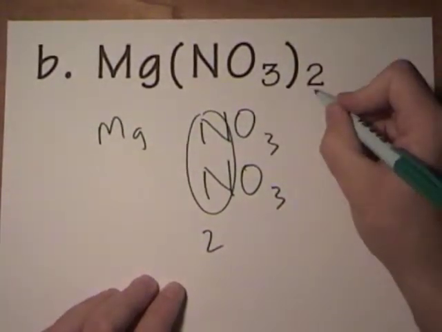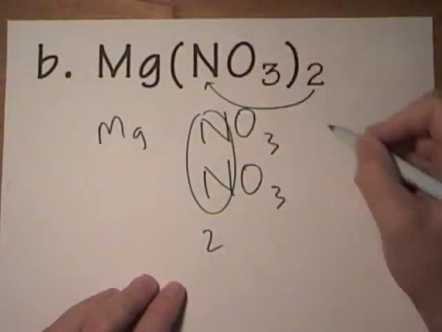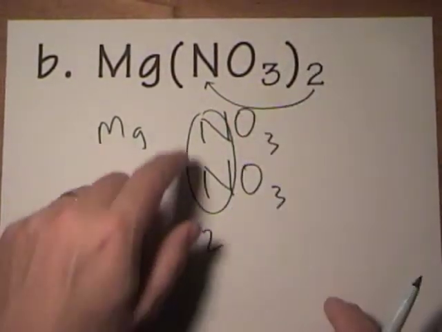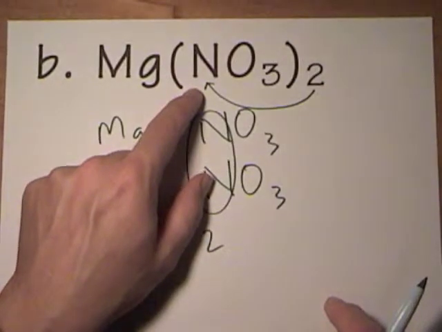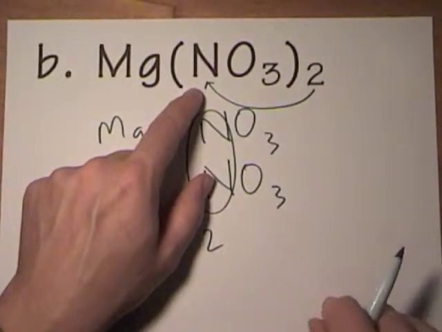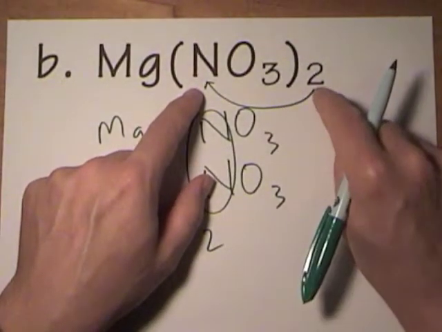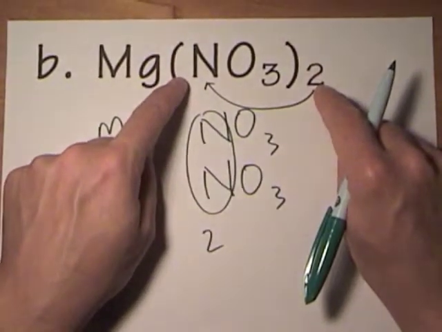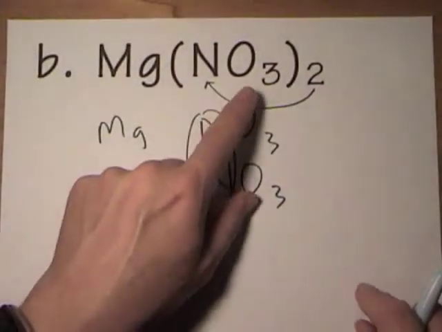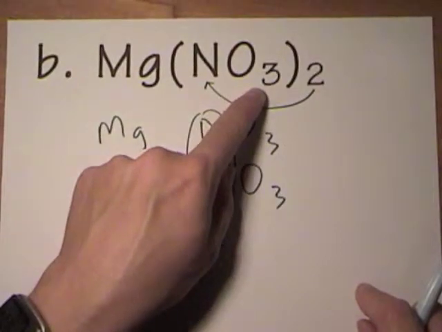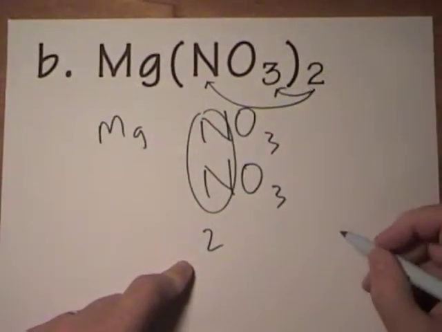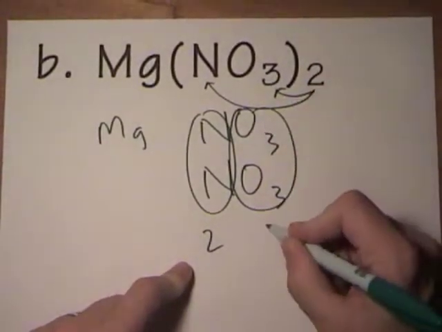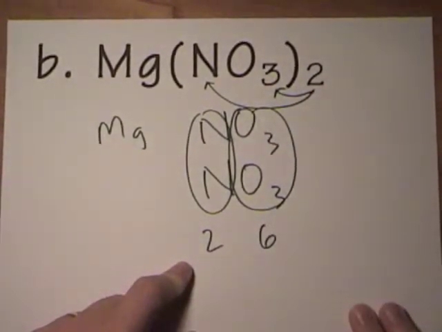Or I could take the 2 and distribute it into the parentheses and say I've got 2 times however many nitrogens there are in there. The subscript on this nitrogen is just a 1. So 2 times 1 is 2 nitrogens. Inside the parentheses I have 3 oxygens. 2 times 3 is 6. If I were to add these together I'd get 6 the same way.